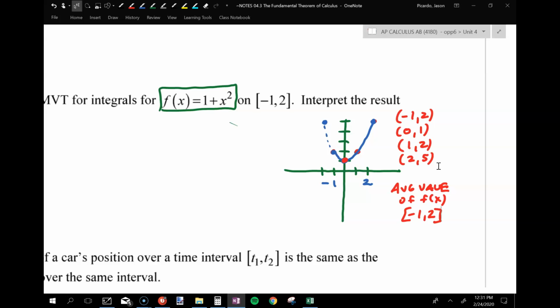Let me give you a hypothetical, okay? Hypothetically, let's suppose that you are tasked with finding the average temperature in a day. You have to come up with the average temperature on your front porch. What are you going to do?